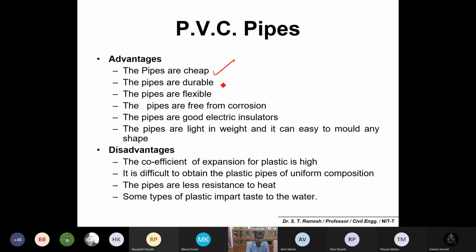The advantages here are that the pipes are very cheap, durable, flexible, resistant to corrosion, and good electrical insulators. They are very light in weight and easy to mold into any shape. But the drawbacks are that the coefficient of expansion is very high, it is difficult to obtain a uniform composition, there is less resistance to heat, and some types of plastics sometimes impart a taste to the water. These are the different pipes used in conveyance.